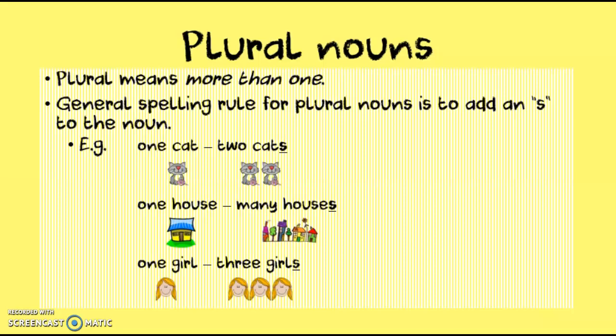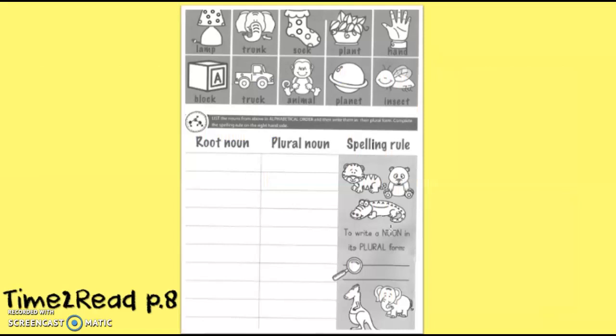So if we have a look at your Time to Read worksheet, you'll see that they've given you 10 common nouns that you need to look at. That's called the root noun. So in this column, you will write down all the root nouns, and in the column next door, you will write down the plural noun. I'm going to help you with the first one. If we take the word lamp, the root noun is lamp, and its plural noun would then be one lamp, two lamps. So all you've done is add an S.